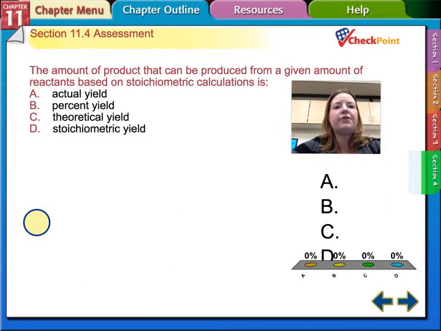All right, so here's your first question. The amount of product that can be formed from a given amount of reactants based on your stoichiometry calculations. Would that be your actual yield, your percentage yield, your theoretical yield, or your stoichiometric yield? Take a second, think about it. Which of these would be the amount of product that can be produced based on the given amount of reactants? You should say that this would be your theoretical yield.